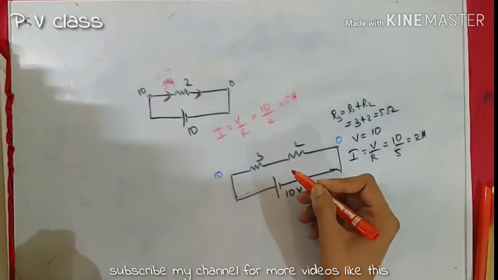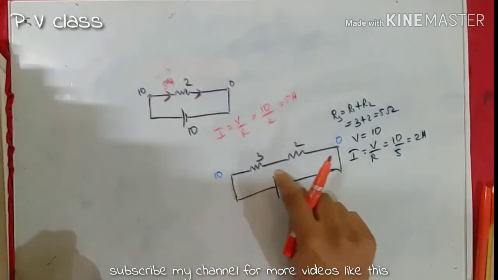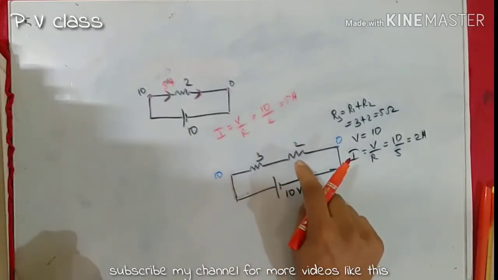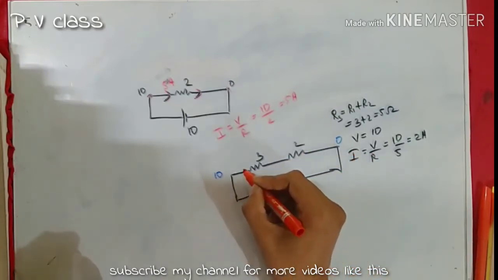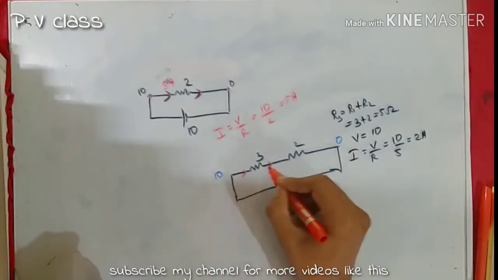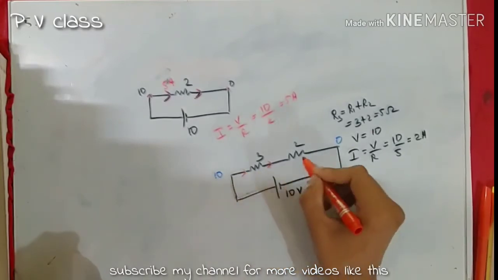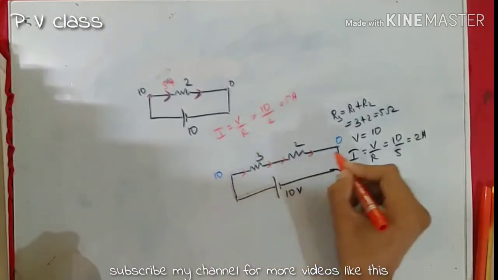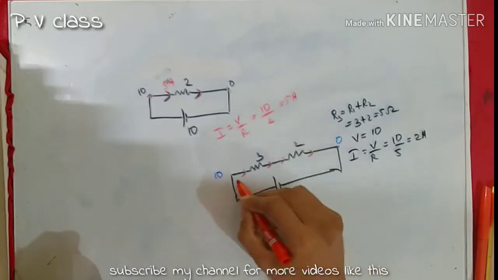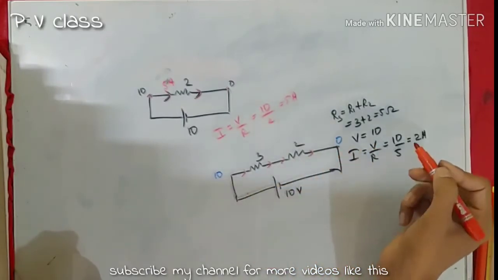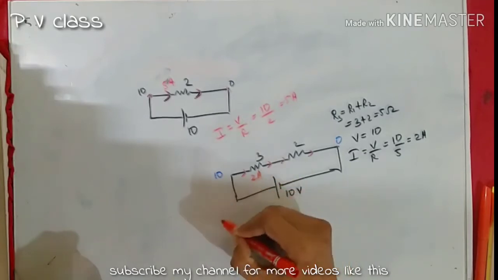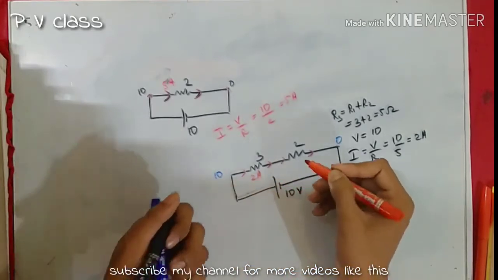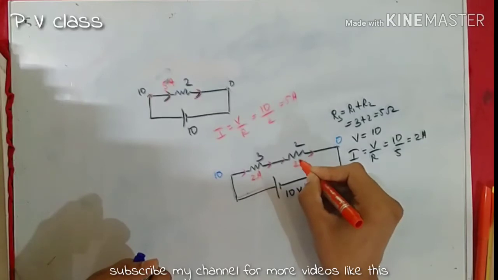There is no alternate way, there is only one way in which the current can flow. Therefore, whatever current is flowing through the 3 ohm resistor should be equal to the current flowing through the 2 ohm resistor. In a series combination, current will be the same. Therefore, the current flowing through the 3 ohm resistor is 2 ampere, and the current flowing through the 2 ohm resistor is also 2 ampere.